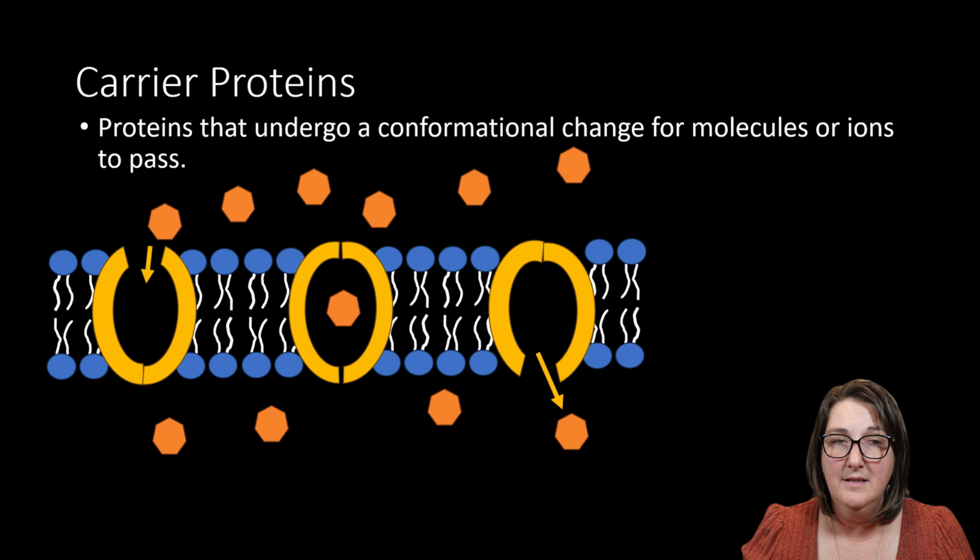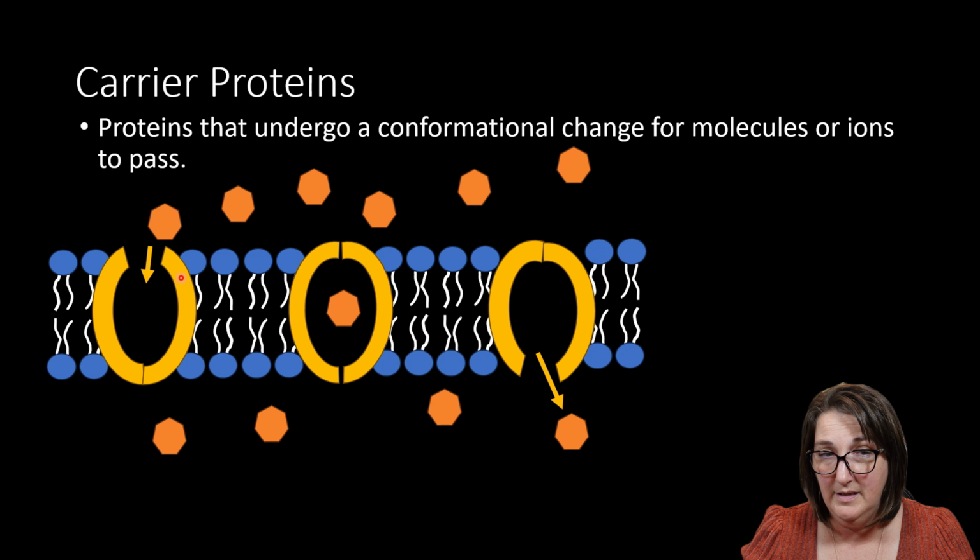I have carrier proteins. These are proteins that undergo a conformational change. A molecule comes in, and remember this is a protein, okay? The molecule attaches to this protein and changes the shape of the protein. If I change the shape of the protein, I change the function. So now it attaches, and it's going to close. When it opens back up, this molecule is going to come out, and that causes another conformational change that brings it back here.